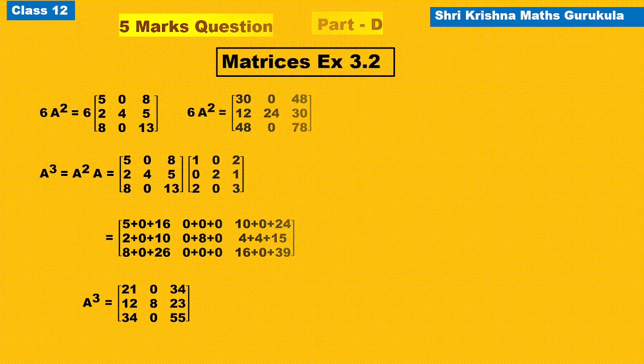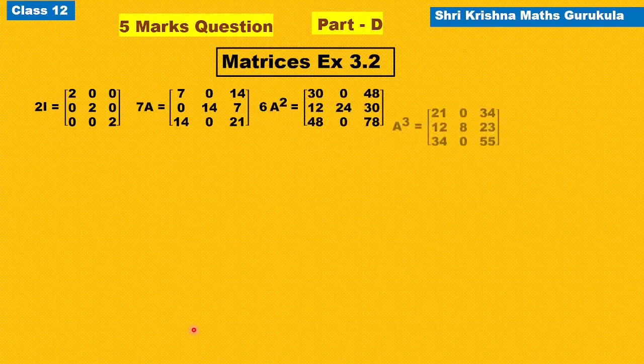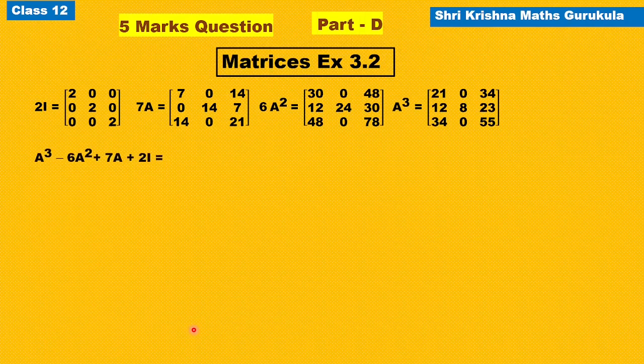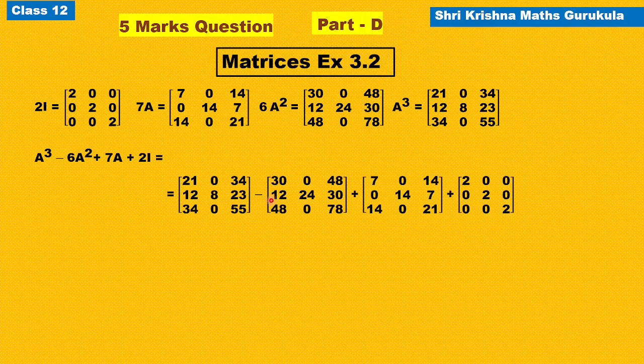Now we have found all the required elements of the given equation, that is 2i, 7a, 6a square and a cube. We'll consider the given expression and we'll substitute. So I have substituted for a cube here. This is the one, minus 6a square. So this is the one, plus 7a. So this one, plus 2i.